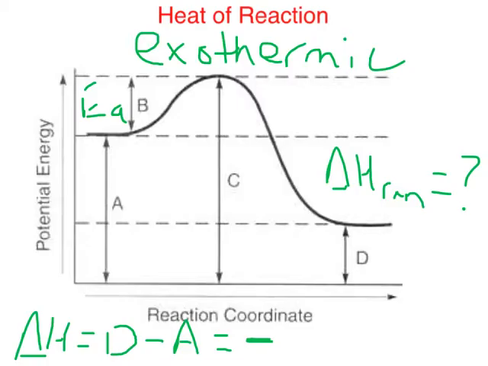Now on the graph, remember we're not going to use C, but on the graph I want you to draw in a line from here to here. Okay, we're going to call that E.